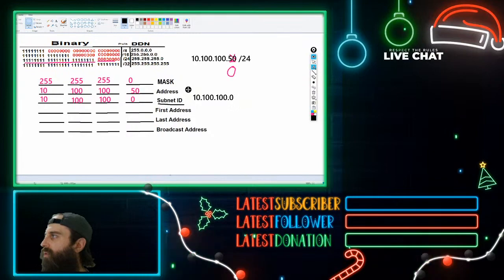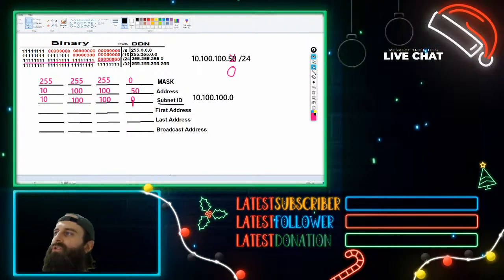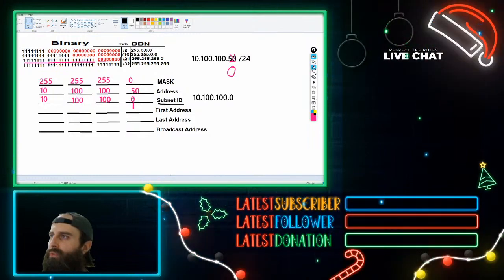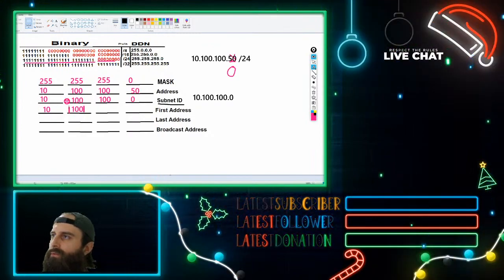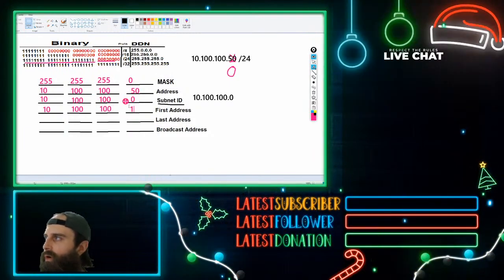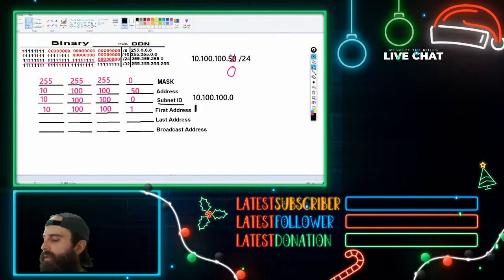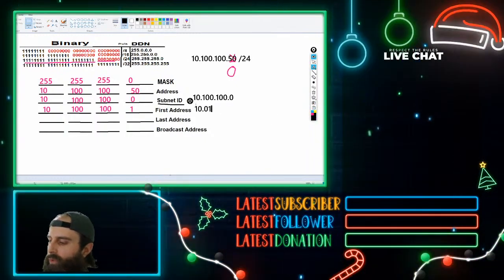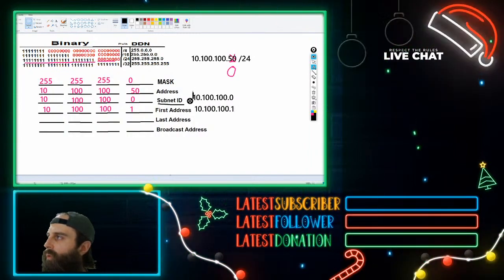Now the first address in that range, all we have to do is +1. So we just have to +1 here, okay? So there's going to be 10, 100, 100, and 1. So our first ID now is 10.100.100.1. So that's our first actual address ID.